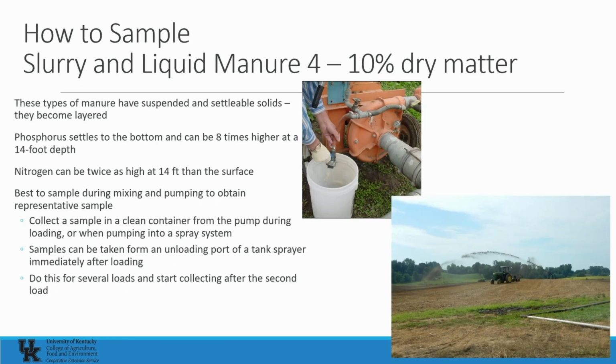Next, we're going to talk about how to collect a slurry or liquid manure, which is generally 4 to 10% dry matter. The thing about liquid manures is that they have a tendency to settle. So we have suspended solids and solids that settle to the bottom of either the tank or the lagoon. So we need to recognize that phosphorus settles 8 times higher at the bottom of the lagoon.